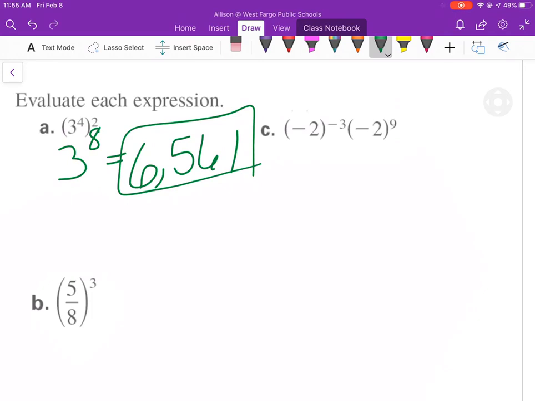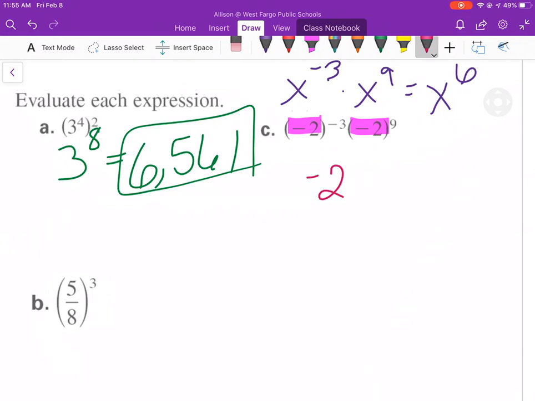Now in C, it looks a little confusing because our base to our exponents is negative 2. So if you thought about this with variables, this is like if you had x to the negative 3 times x to the 9th. Well, if the bases are the same, you add the exponents. Negative 3 plus 9 is 6, so it would be x to the 6th. So similarly, negative 2 is our base, so our answer will have negative 2. And then we add the exponents because we're multiplying. So negative 3 plus 9 is 6, giving negative 2 to the 6th power.